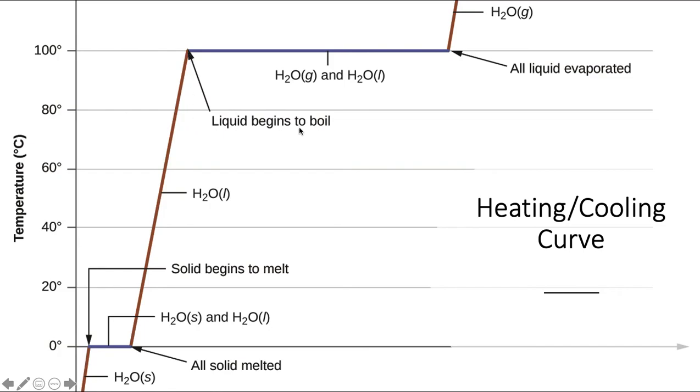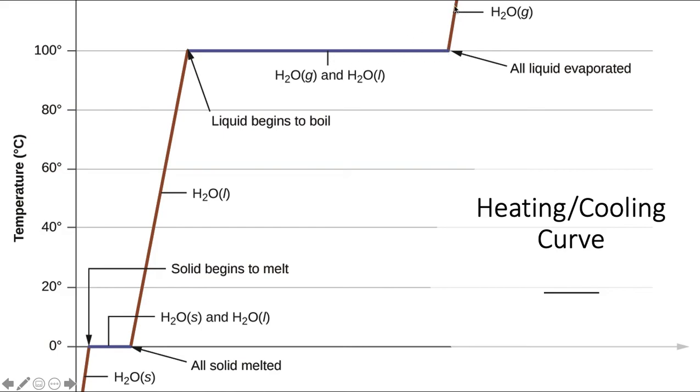At this point, I have liquid at 100 degrees. Once I boil all the liquid, this horizontal straight line is telling me this is where evaporation is occurring. When it's all done, I have all gas at 100 degrees. If I add more energy and I raise the temperature, I'm raising the temperature of water vapor in a gaseous state alone. Now, the opposite is true.